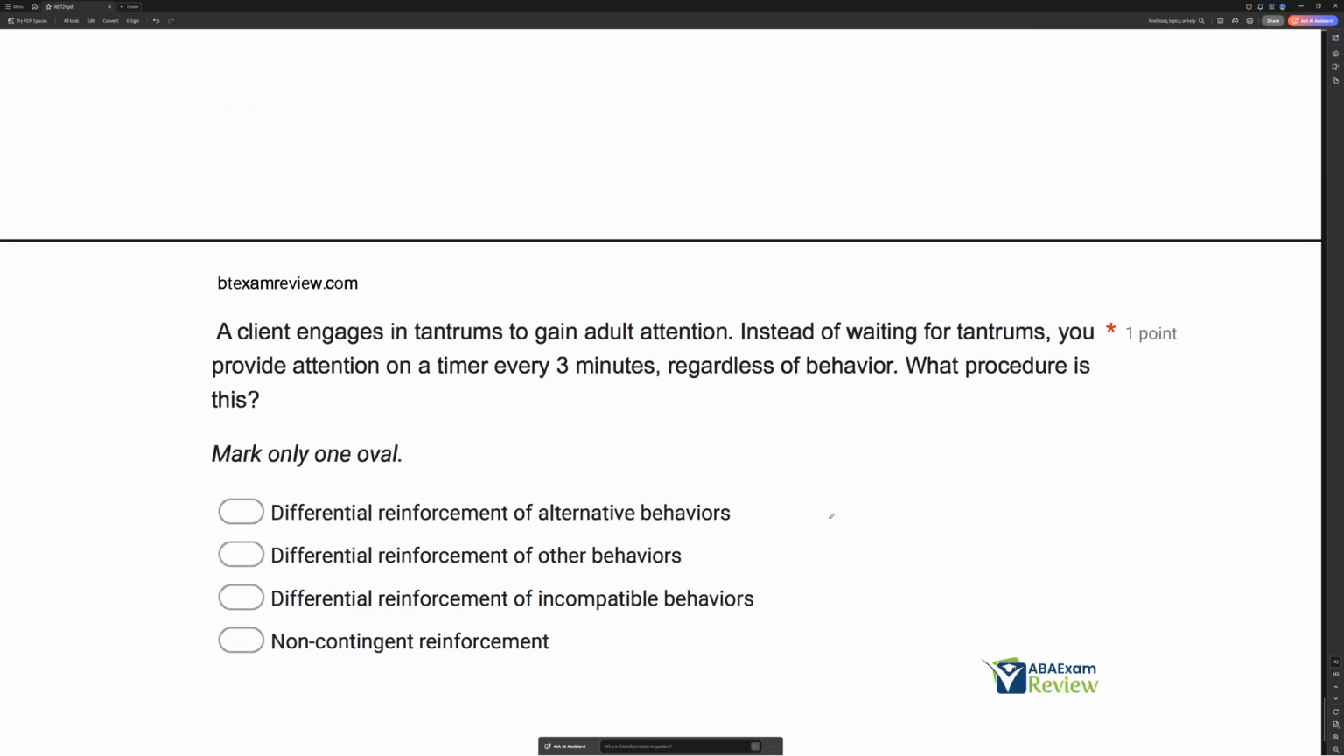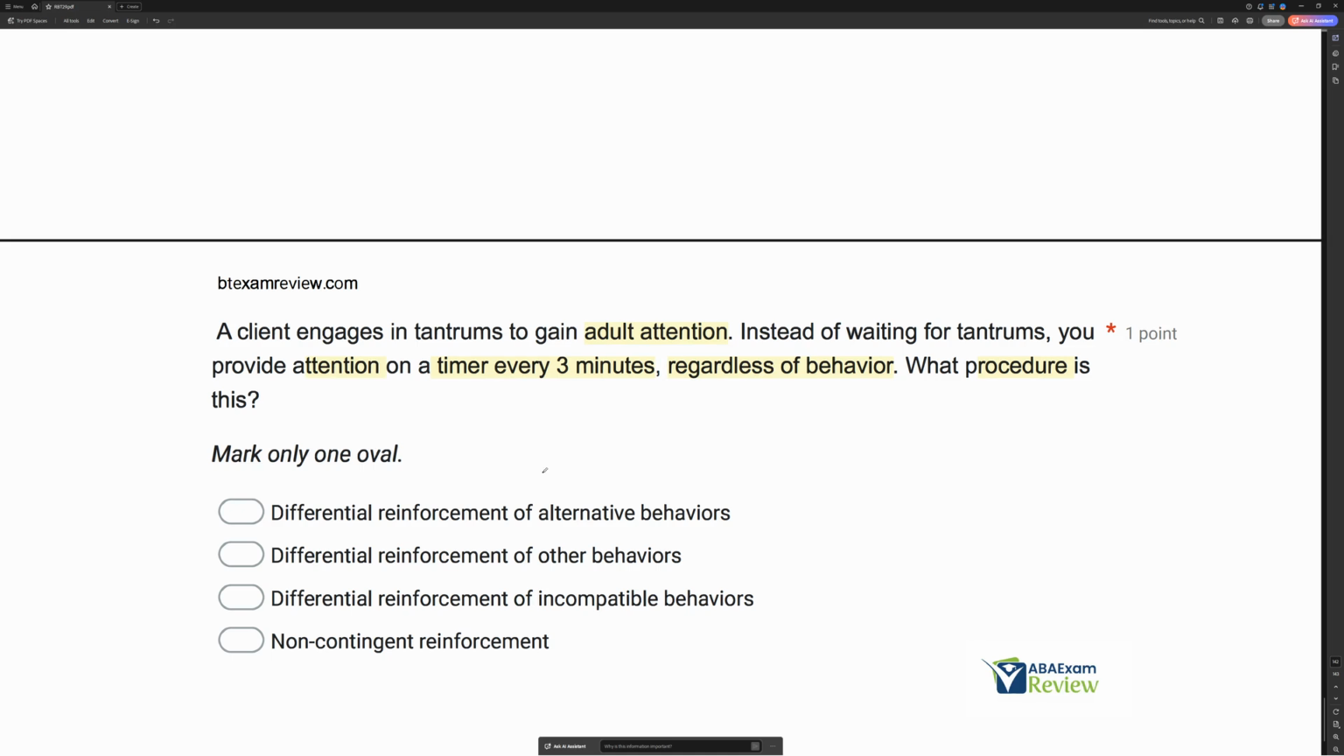The client engages in tantrums to gain adult attention. Instead of waiting for tantrums, you provide attention on a timer every 3 minutes, regardless of behavior. What procedure is this? All right, let's end on a pretty simple one. It's a procedure question. We have a client engaging in tantrums for attention. Instead of waiting for tantrums, you provide attention on a timer every 3 minutes, regardless of behavior. And so the key here is you are giving reinforcement, right, the attention, on a schedule, and behavior doesn't matter.